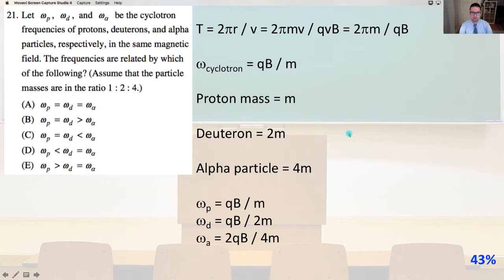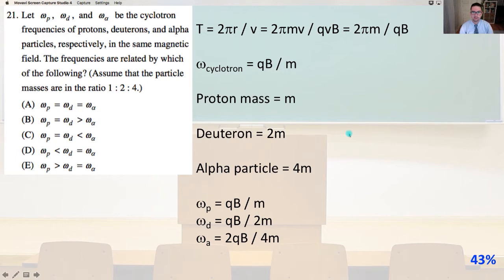So deuteron is basically hydrogen with a neutron also, so that's where the 2 times the hydrogen mass comes from. And we know that T, the period, equals 2 pi r over v equals 2 pi mv over qvB equals 2 pi m over qB. So W of the cyclotron equals qB over m, and the proton mass equals m, deuteron equals 2m, alpha particle equals 4m. Alpha particle is basically the nucleus of helium, which is two protons and 2 neutrons.